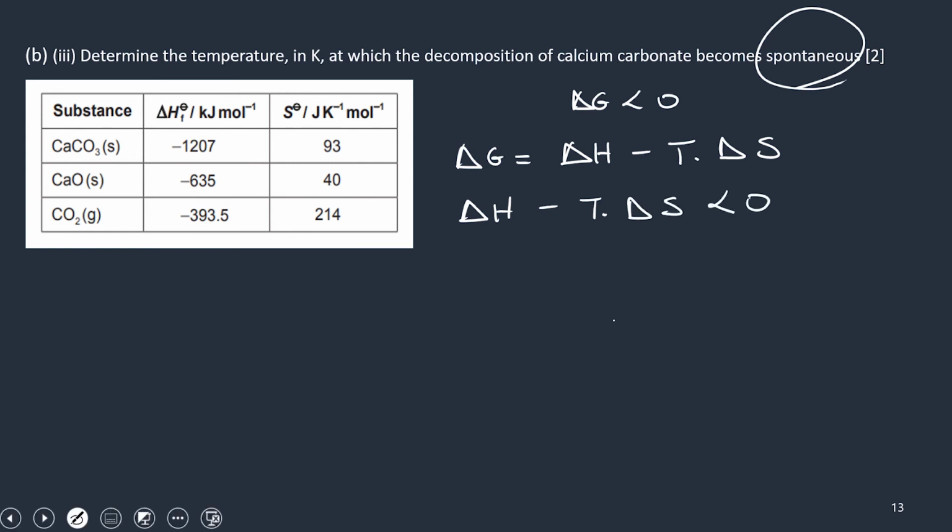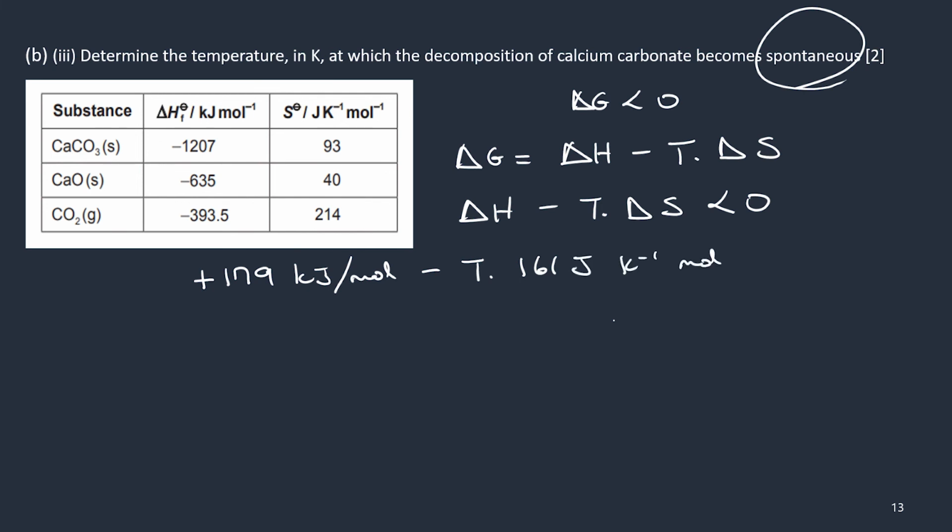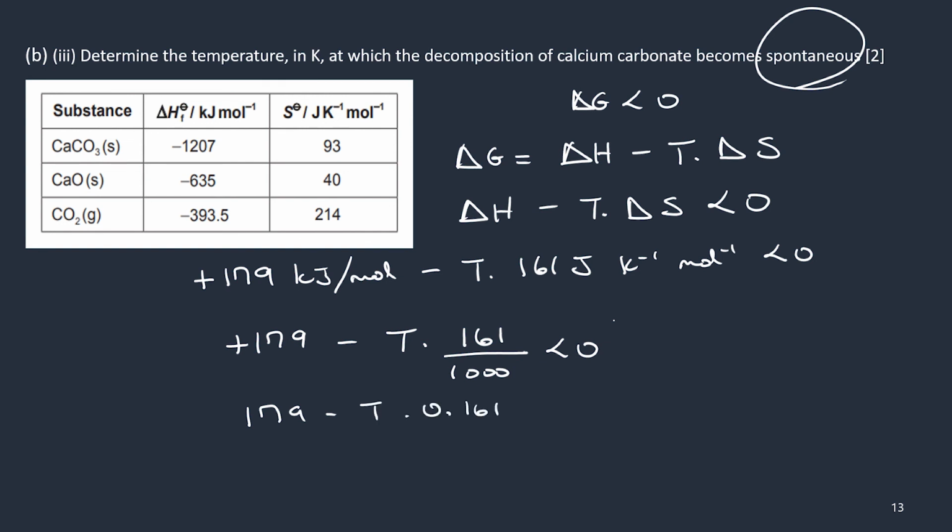Now we plug in the values. Remember that enthalpy and entropy were in different units. So this is kilojoules per mole minus temperature times the change in entropy, which is 161 joules per Kelvin per mole. And so already we have the difference in units. We're going to change them to the same units. So we're going to keep the kilojoules. And to convert the joules into kilojoules, we're now going to divide this by 1,000. And so we get 179 minus temperature times 0.161 is less than 0.